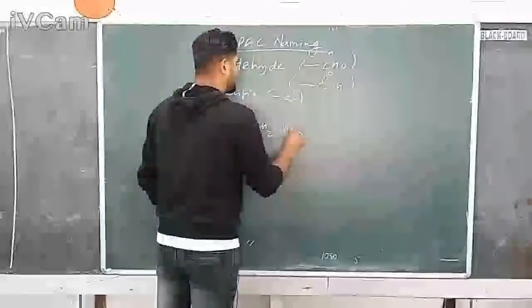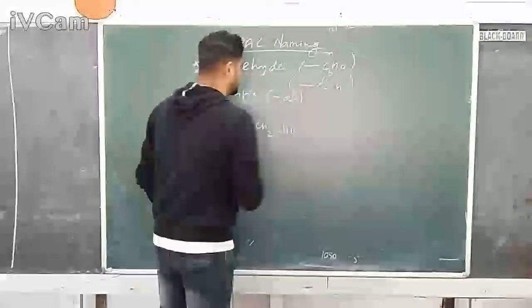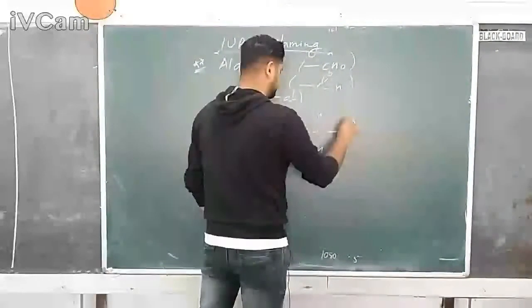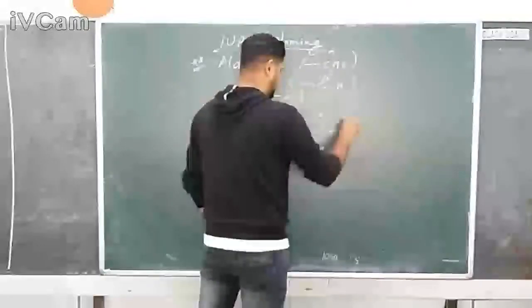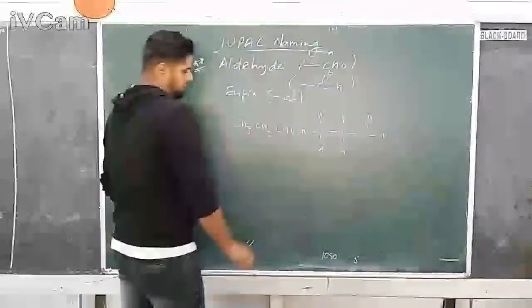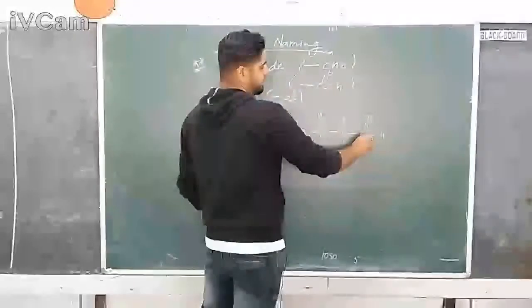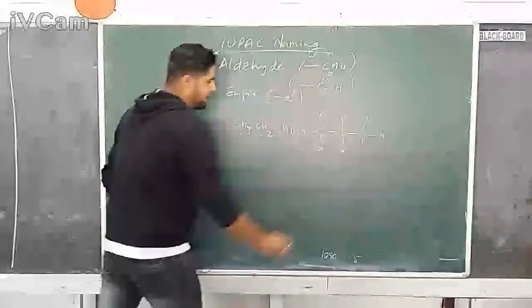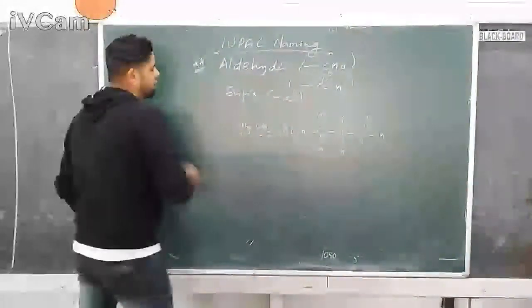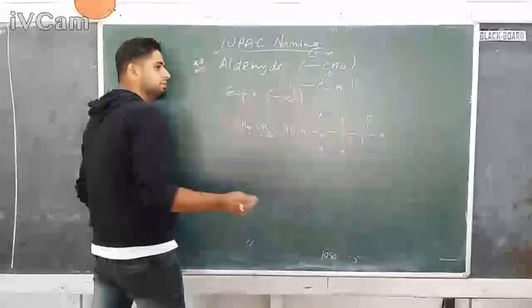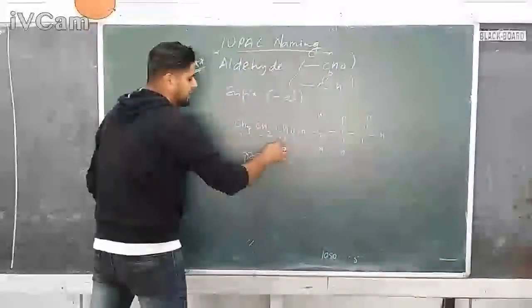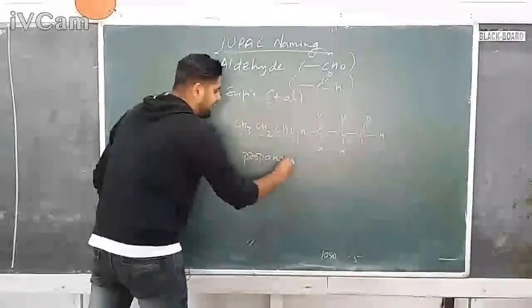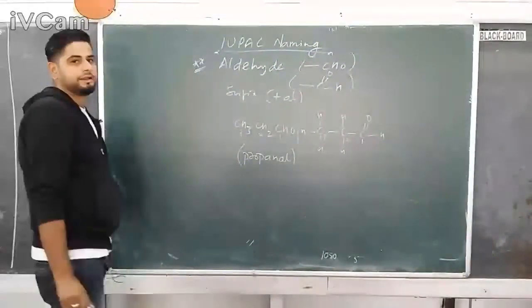CH3, CH2. If I draw the structure, it is like this. This is the structure of this compound. Now generally we write, since this is in the first carbon, propane is the chain. So in this propane, after removing the e, you need to add al. So this is propanal. Got it?